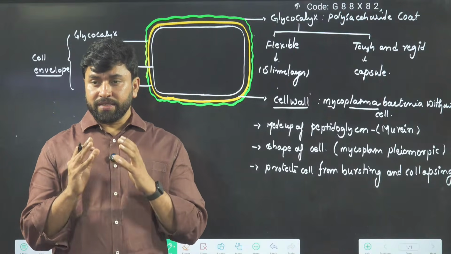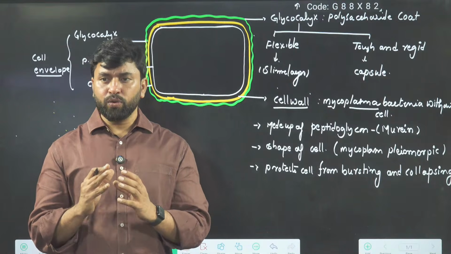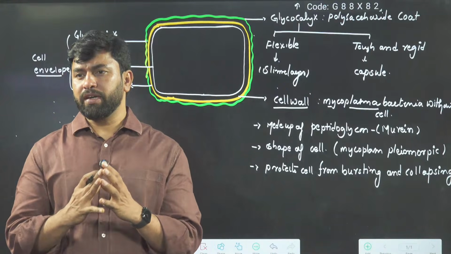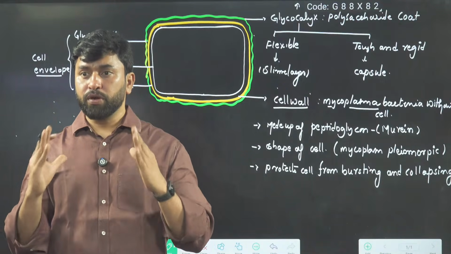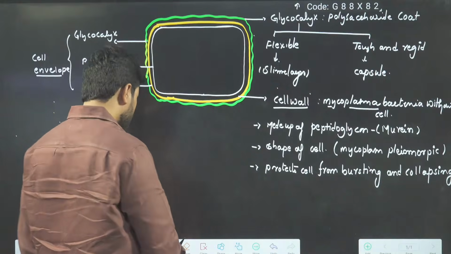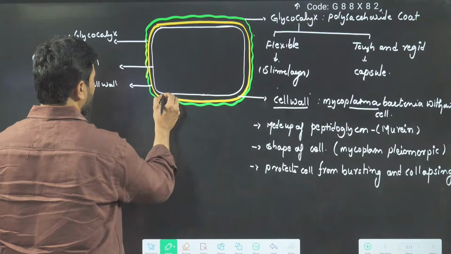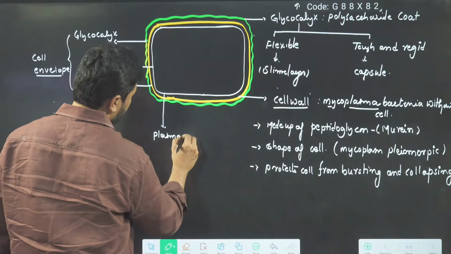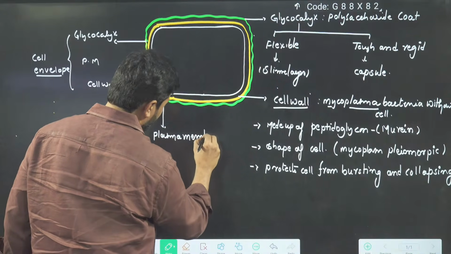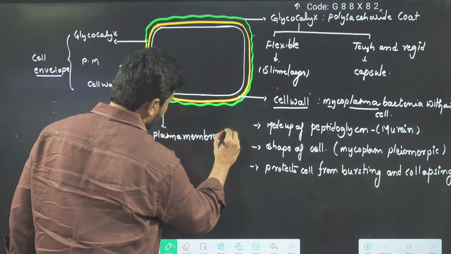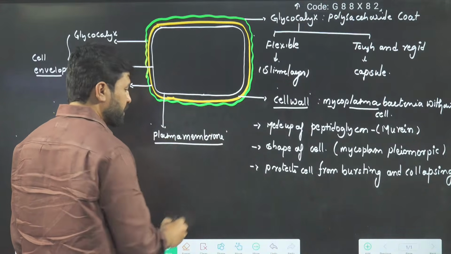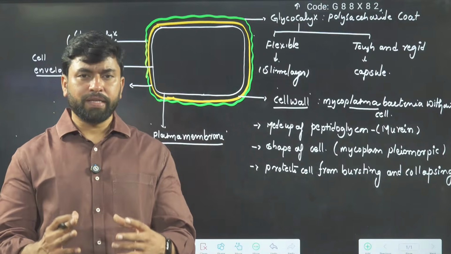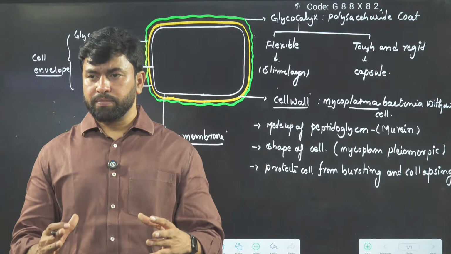Like this, the cell neither bursts nor collapses immediately due to changes in the external environmental solutions. That would be the protection given by the cell wall. Then go to the most important part, that's called the plasma membrane. Whenever we see the plasma membrane, it is the universal structure for a cell. In fact, without a plasma membrane, there is no cell.